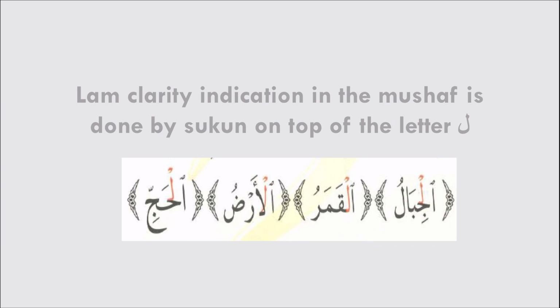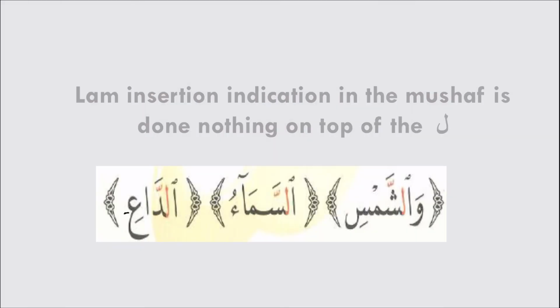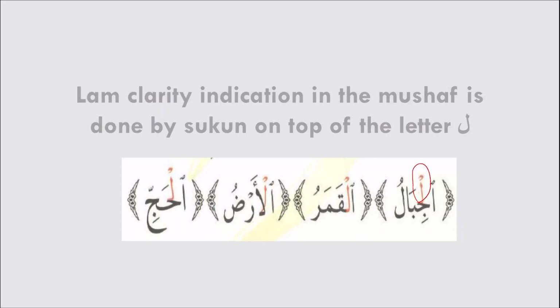Lam clarity indication in the mushaf is done by a sukoon on top of the lam. Otherwise, for insertion, the indication in the mushaf is that nothing is on top of the lam, and the sheen has the shadda on its top. So by this, let's stop here, and that's all I have for you today for the rules of the lam qamariya and lam shamsiyya.